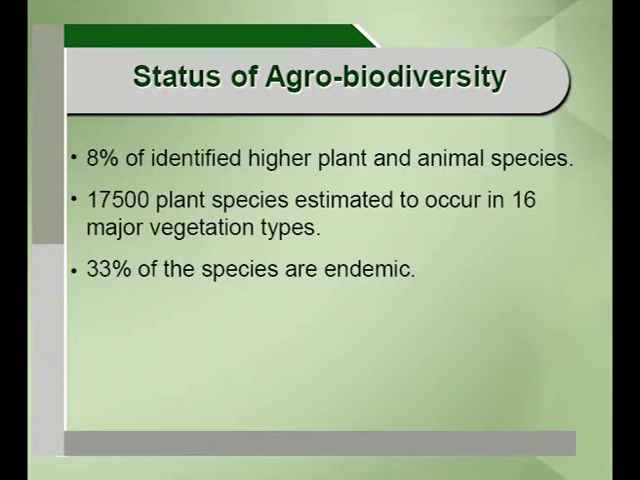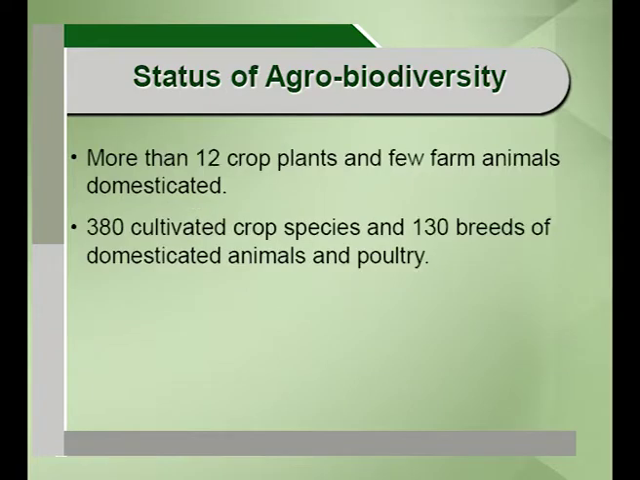As far as Indian agrobiodiversity is concerned, India can definitely boast, because it has more than 8% of identified higher plant and animal species. Our country has 17,500 plant species, present in 16 major vegetation types, and 33% of species are endemic, found only in our country. India is rich in agrobiodiversity. More than 12 croplands and a few animals have been domesticated in our country, and you can find more than 380 cultivated crop species and more than 130 breeds of domesticated animals and poultry.